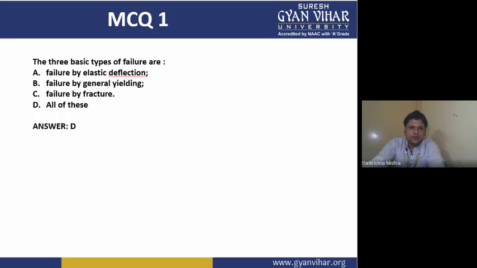Then, if any material is loaded in this way, this is the material and this is the direction of force, and due to this force the component gets deflected in this way from its normal position, this type of failure is known as elastic deflection. So elastic deflection is also a failure. All three are the basic types of failure, so all the options A, B, C are correct, which means option D, which includes all the above three options, is the correct option. So for MCQ one, the answer is D.